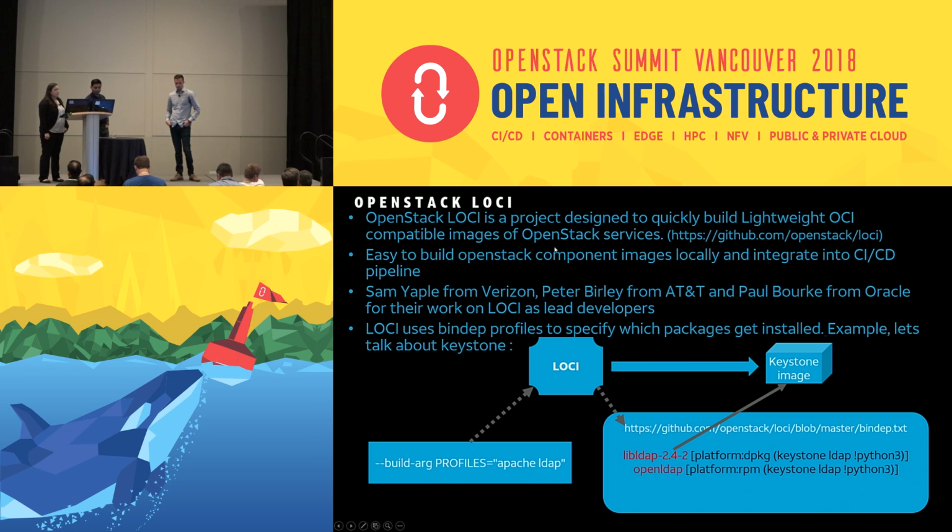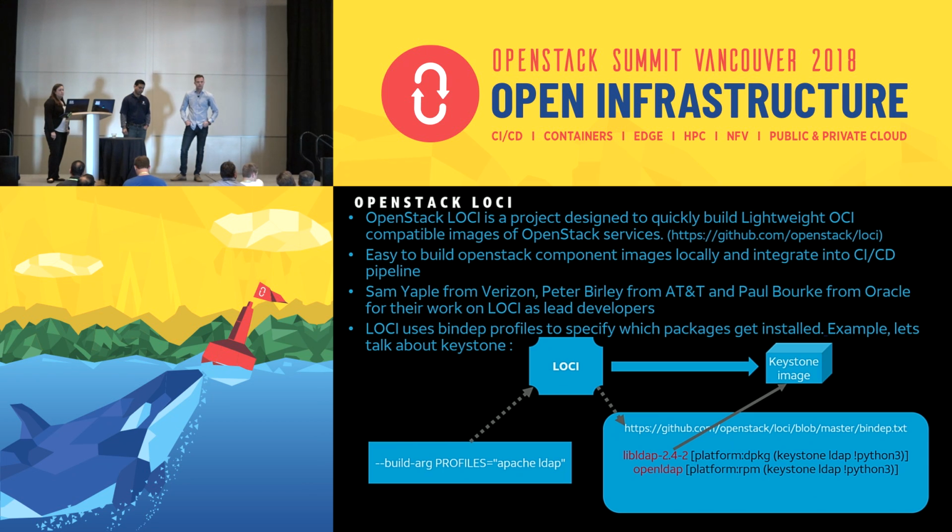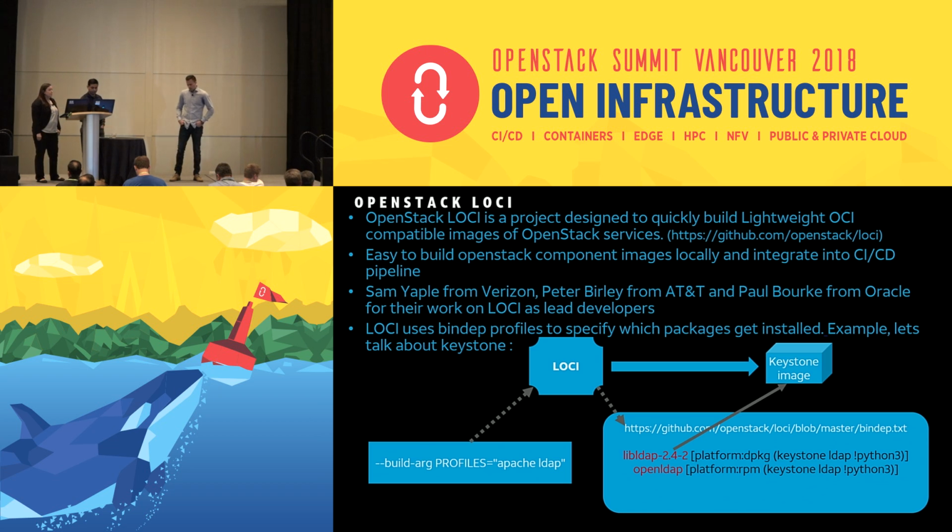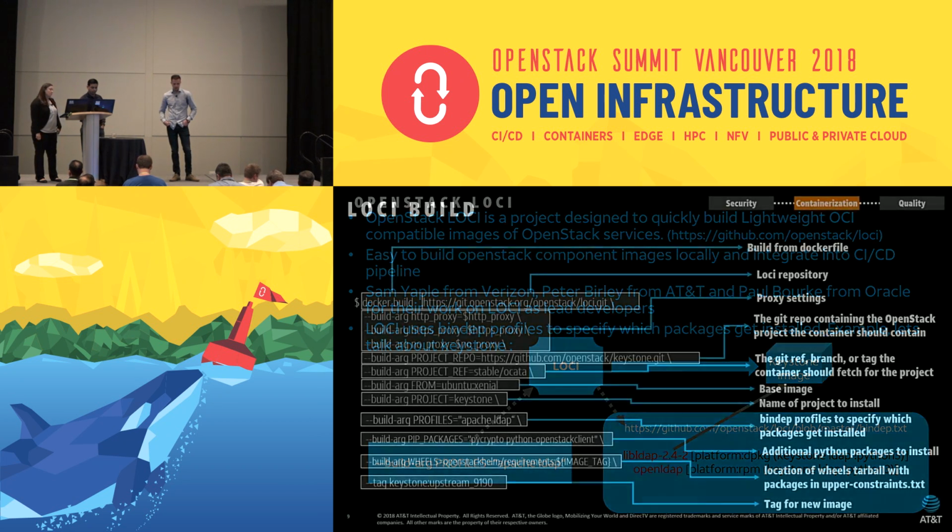Loki will refer to the bin-deb.txt file, which I've provided the link to there. Again, everything is in GitHub. And you will see what that LDAP profile maps to. In this case, we are using Debian packaging, so it will take that first line here, LDAP maps to libldap 242. So that's the package it will pull in while it is creating the image, and it will be part of the image.